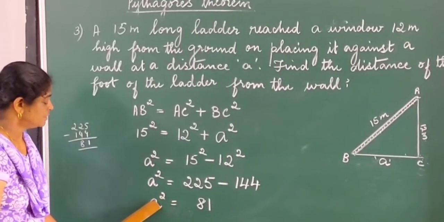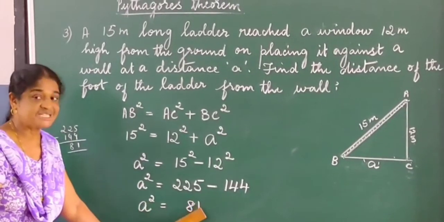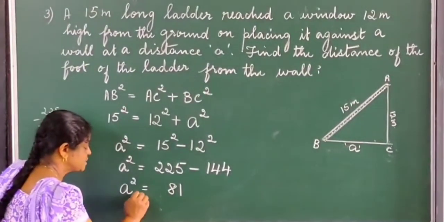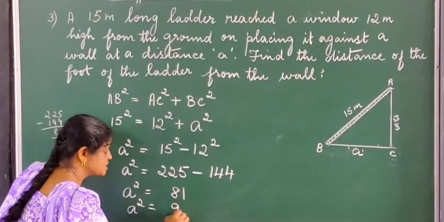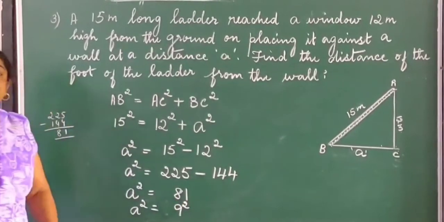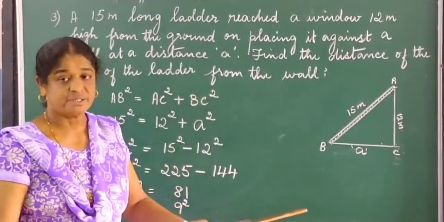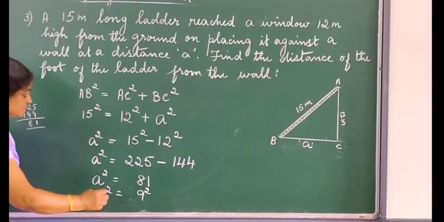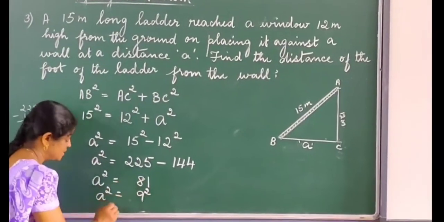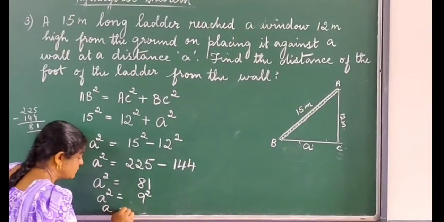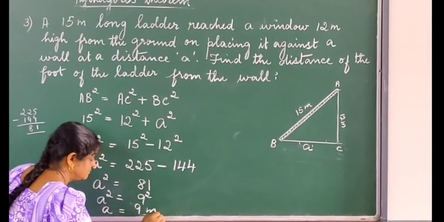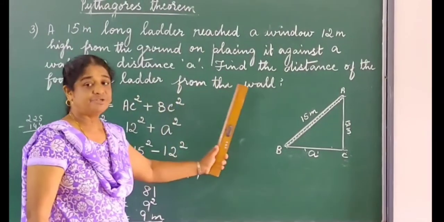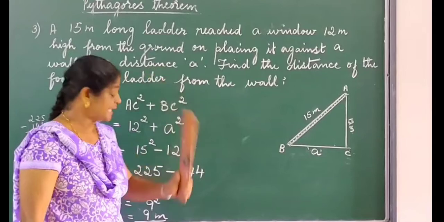So this is a square number, children. You must write this also as a square number. So you will get A square is equal to 9 square. 9 into 9, 9 nines are 81, so 81 is 9 square. So A square is equal to 9 square, so A is equal to 9 meters. So the distance of the foot of the ladder from the wall is 9 meters.